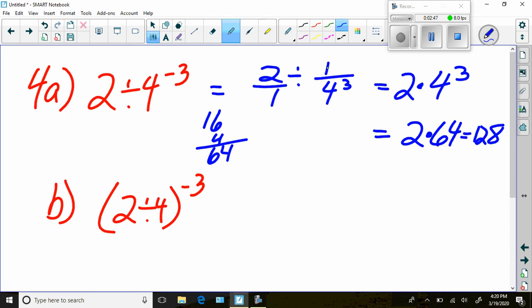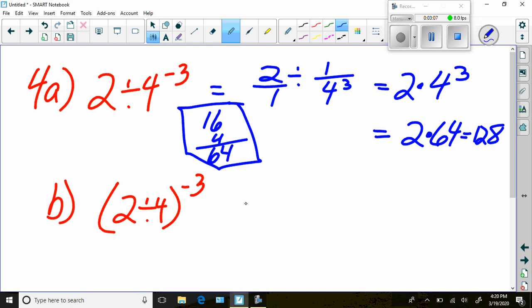Divided by 1 over 4 cubed. Yes, yes. So dividing by 1 over 4 cubed is the same as multiplying by 4 cubed. So there you go. Okay, this is my little side step that you guys probably did not need.